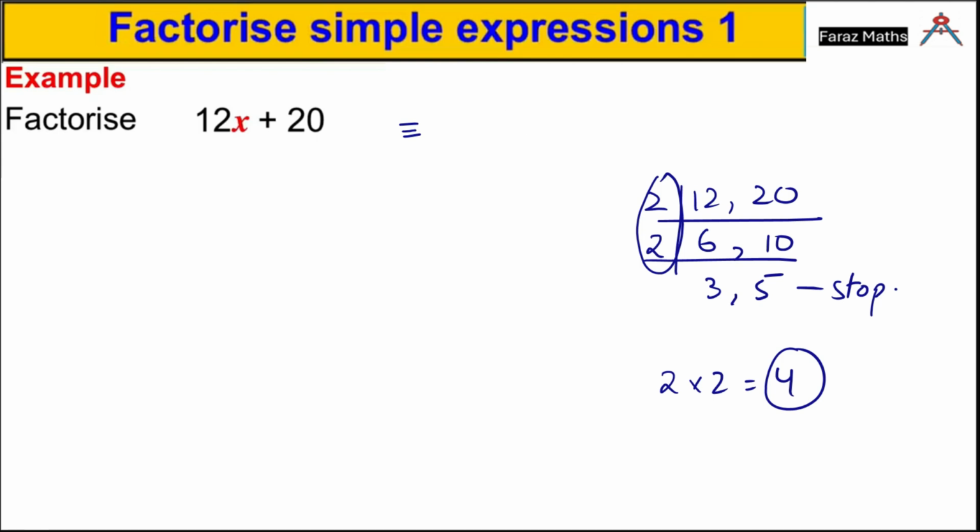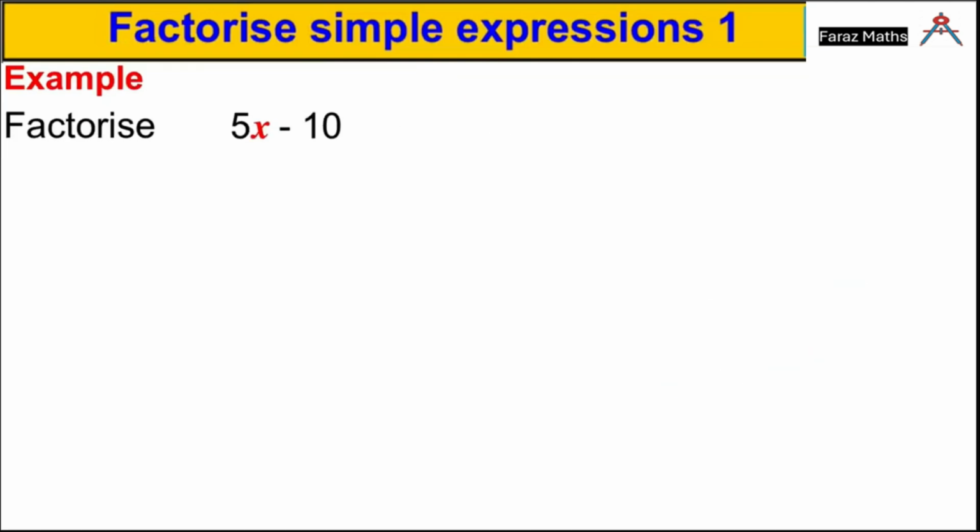So we have to take 4 outside and then make a bracket. 4 times what will give you 12x? 4 times 3x will give you 12x. And to get 20, you have to multiply 4 with plus 5. You can double check it by multiplying again. 4 times 3x is 12x. 4 times plus 5 is plus 20. In this way, you can double check your answer. The next one, pause the video and try this question by yourself.